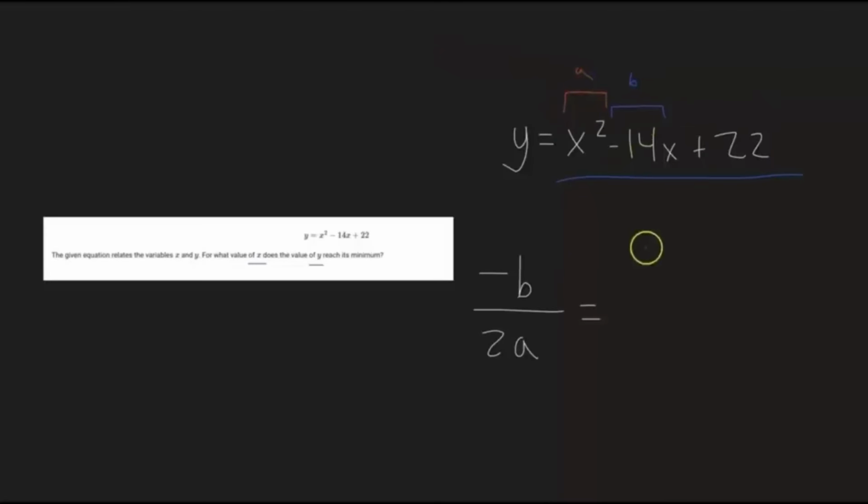So then our b value will be negative 14, but this is negative b, and so we have negative negative 14. There we go. And then for the bottom part, let's change to red. We know a is just going to be 1, so that should be 2 times 1 is 2. And so therefore, we will get, change to green, we will get 14, because a negative of a negative is going to be positive, over 2. And so 14 over 2 is going to be 7. And so 7 will be our x coordinate of the vertex. And we know the vertex here represents where y will reach its minimum.